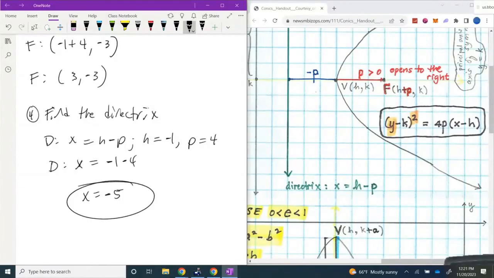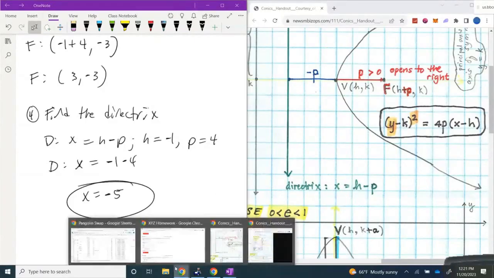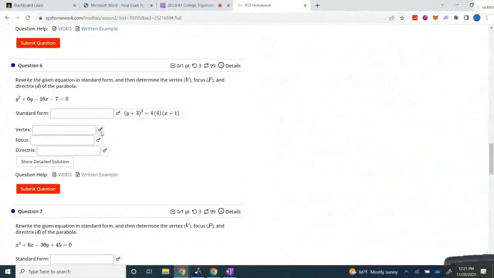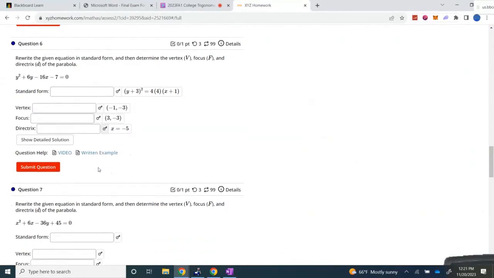So if it's not at the origin, it's kind of formula intense, where you have to look at the formulas and then figure out X, H, and P, substitute all of that stuff in. So if we just go back and check this out, the vertex is -1, comma, -3. The focus is 3, comma, -3, and the directrix is x equal to -5. All right, any questions about number 6?